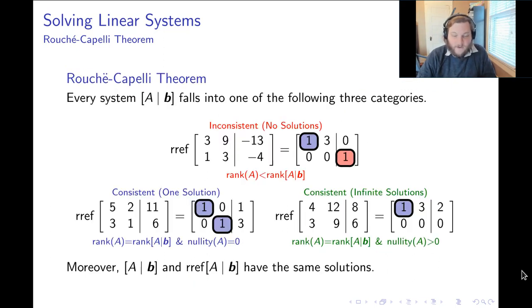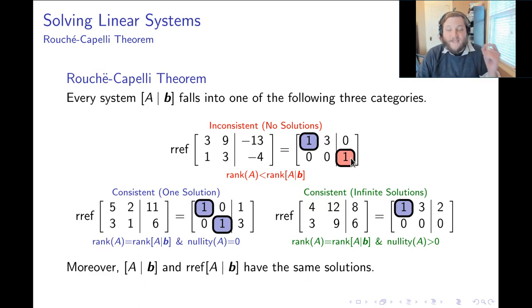And luckily for us, we have a taxonomy given by the Rouché-Capelli theorem. If we want to study any system, A augmented with B, well, all we really need to do is take the reduced row echelon form according to the Gauss-Jordan algorithm, and then study the reduced version of the system. So the Rouché-Capelli theorem tells us that every system falls into one of the following 3 categories. Either the system is inconsistent with no solutions, and what this means is that in the reduced row echelon form of the system, we have a pivot in the augmented column.